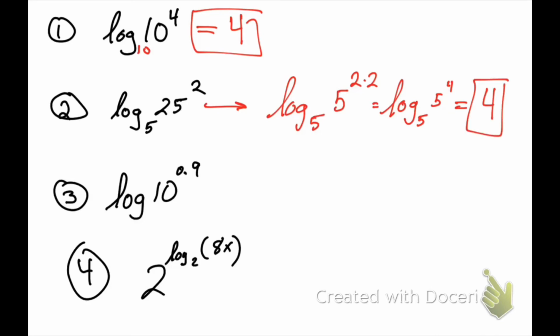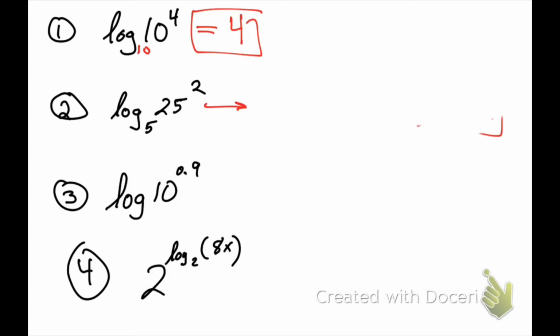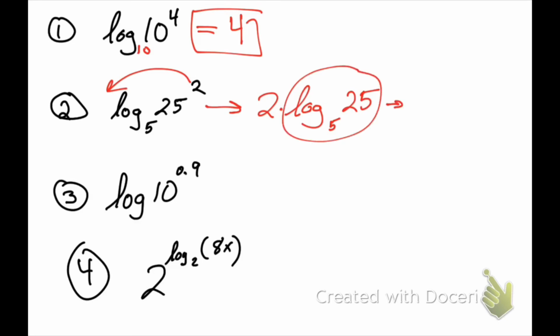So that's maybe the easy way to do it, but I could also move the 2 to the front. 2 times log base 5 of 25. I solve the logarithm, this here. That would give me 5 to the x is equal to 25. Obviously that's 2, which gives me 4. So I get the same solution, just using a different method.